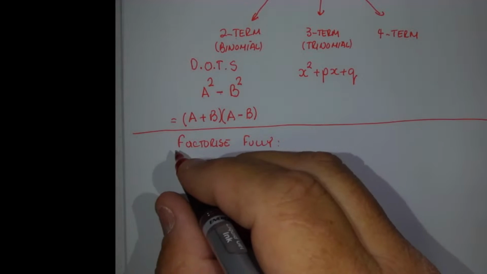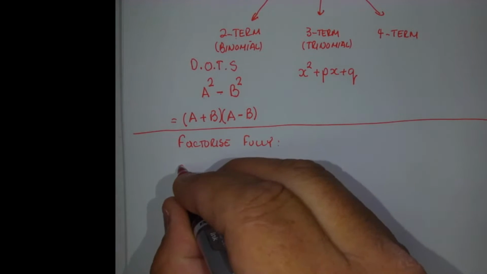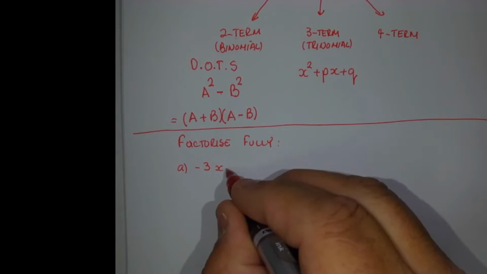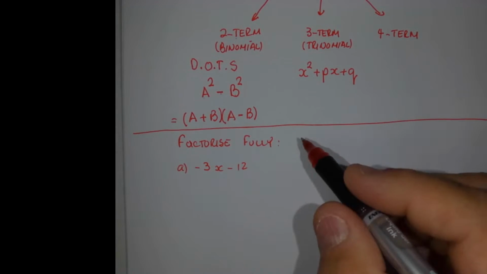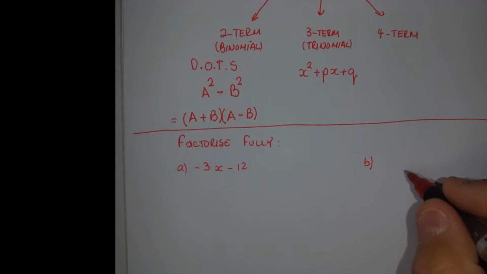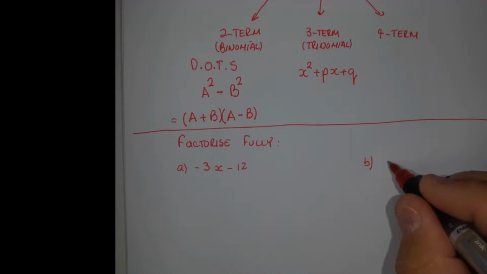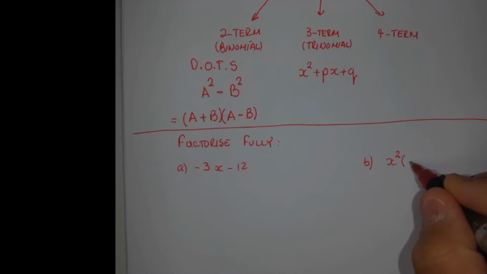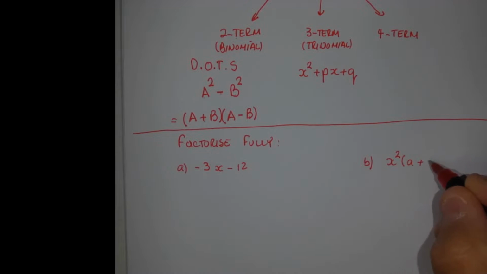We have, let's say, minus 3x minus 12. Then I'm going to have another expression that looks like this. So we have, let's say, x squared times (a plus b) plus 3 times (a plus b).